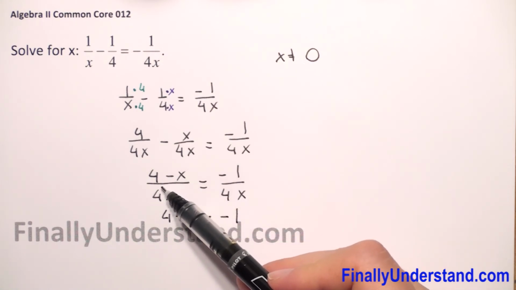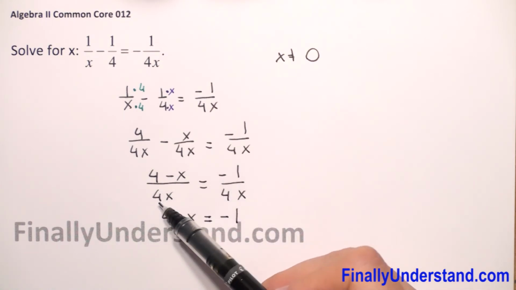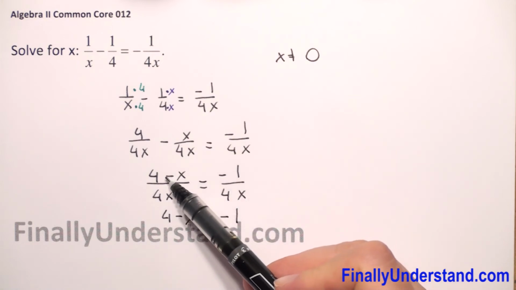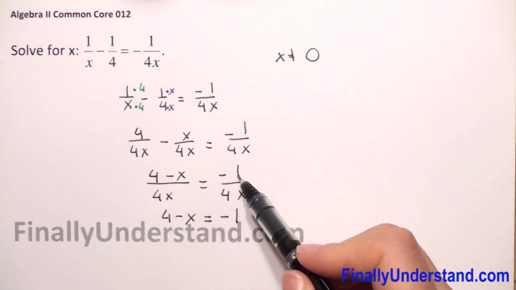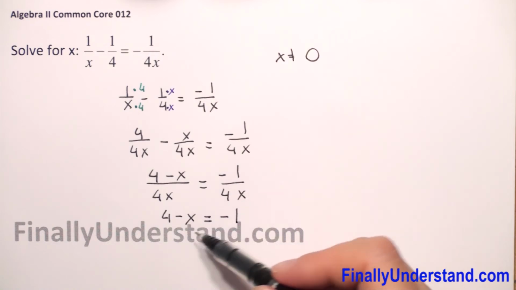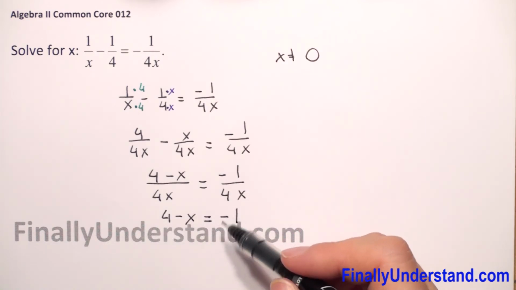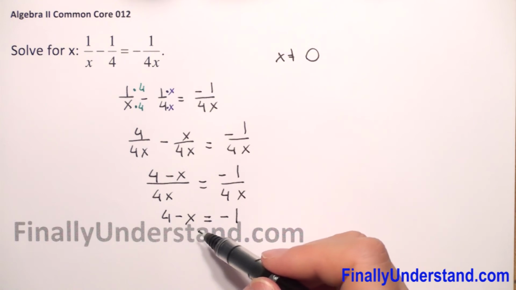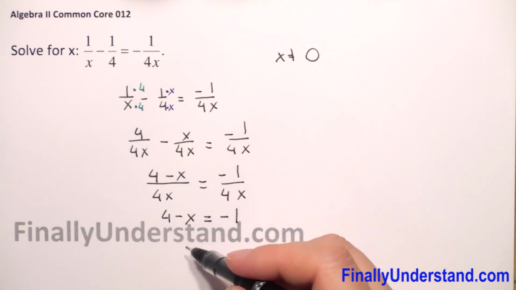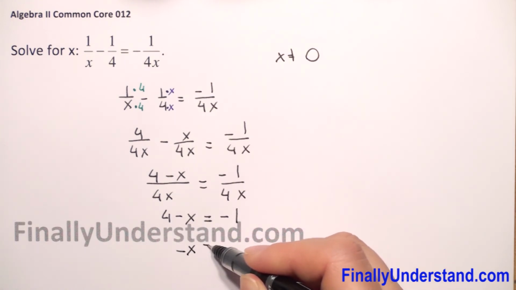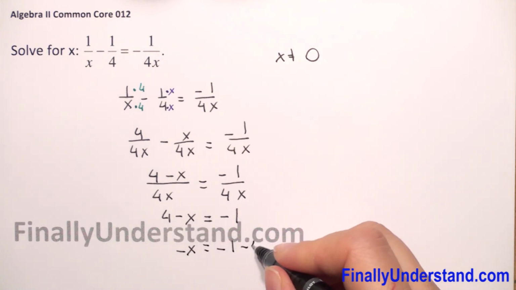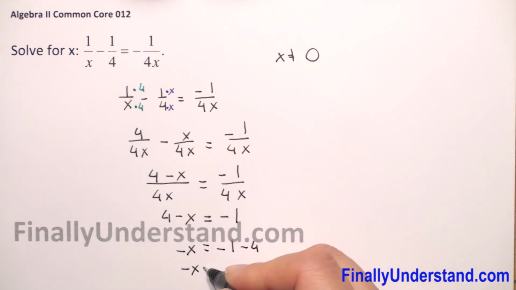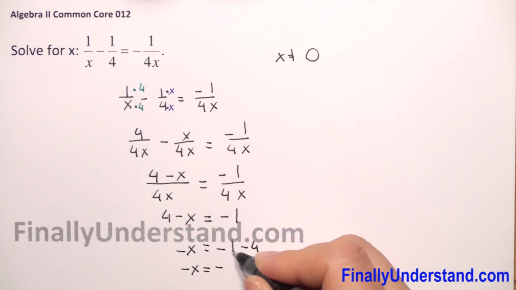when the right side is equal to the left side. The denominator is the same, so the numerator on the left side must be equal to the numerator on the right side. So we got a linear equation. I will move 4 to the right side, so we have negative x is equal to negative 1, and 4 to the right, so it will be negative 4. So we have negative x is equal to negative 1 and 4, so this is negative 5.